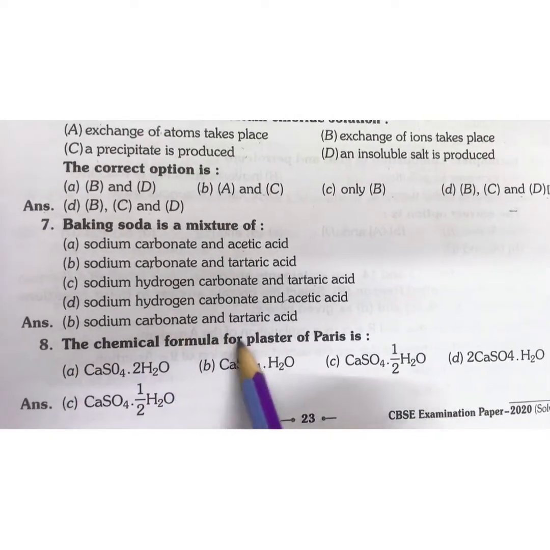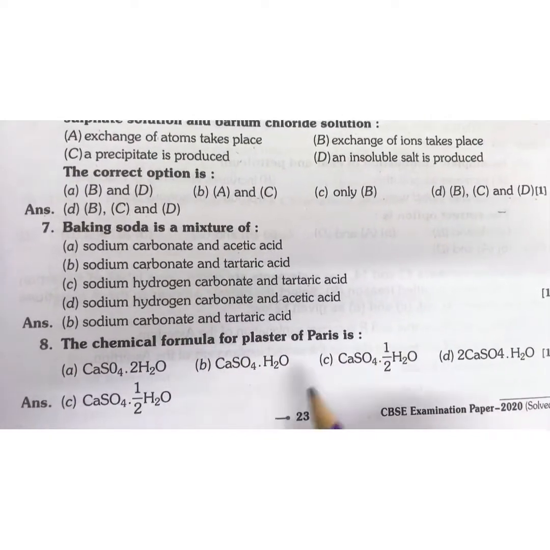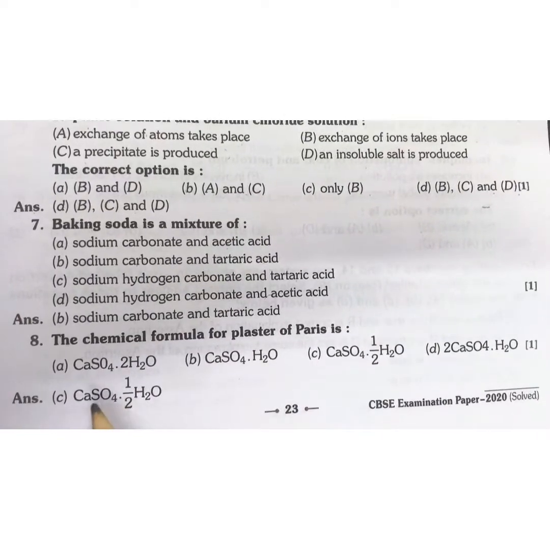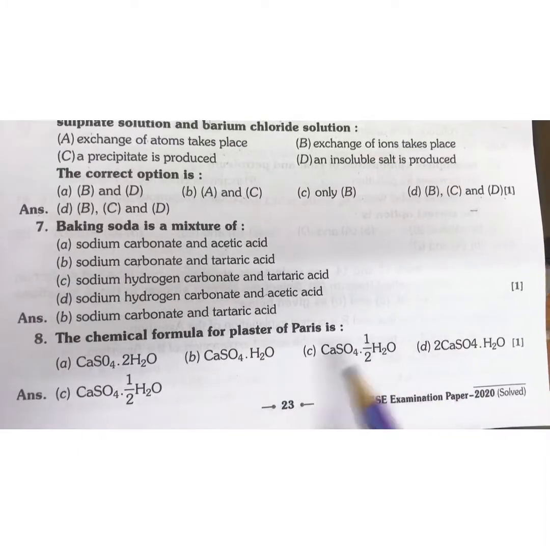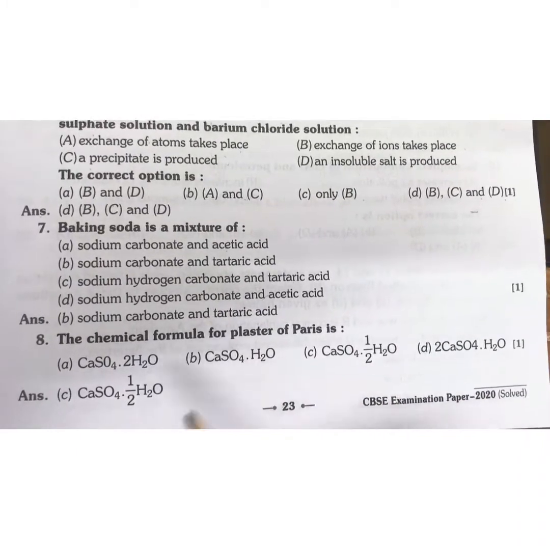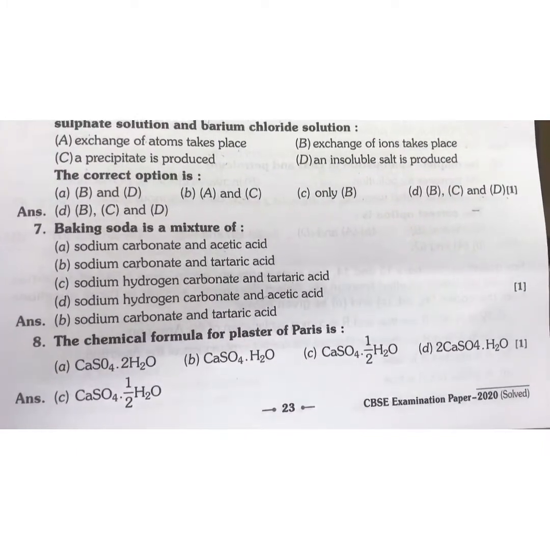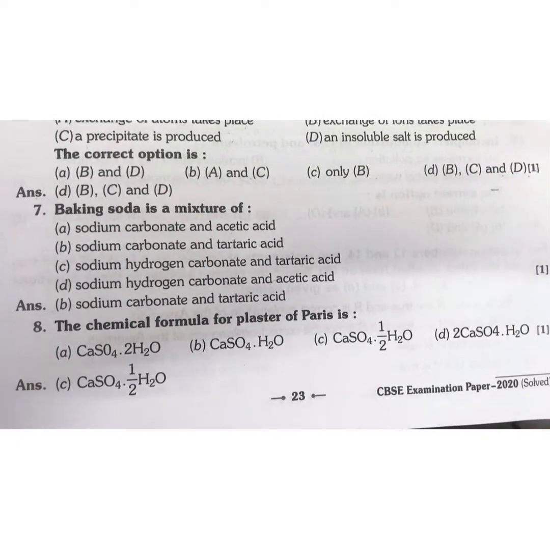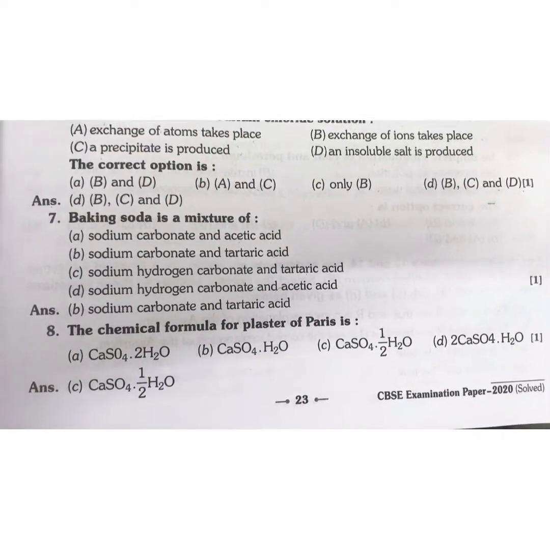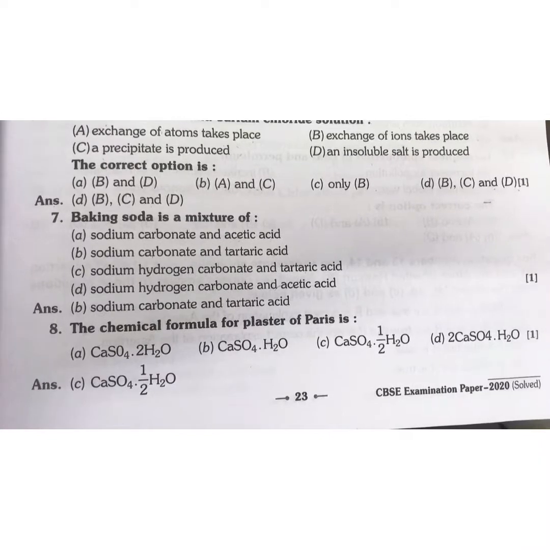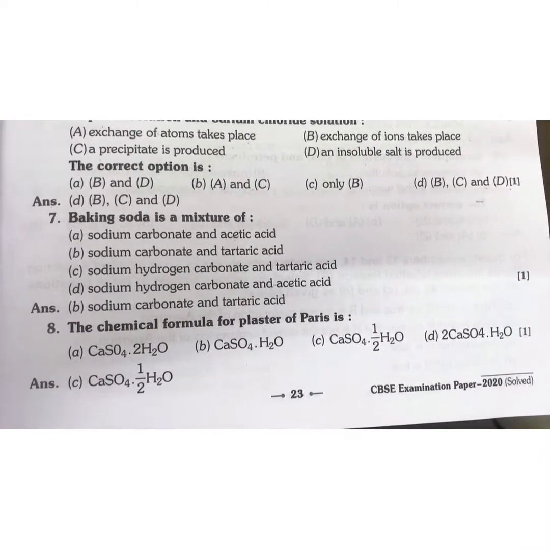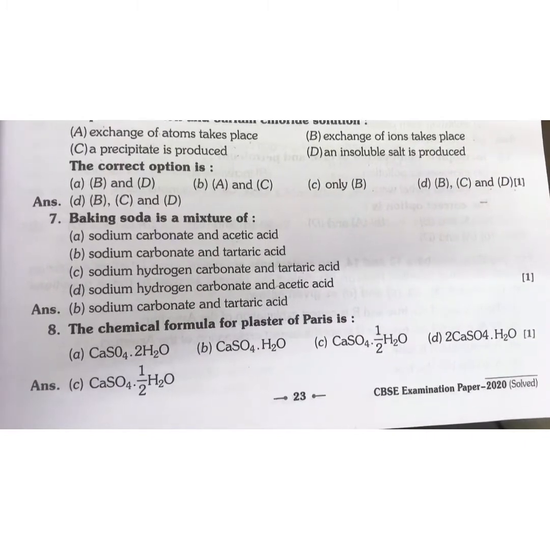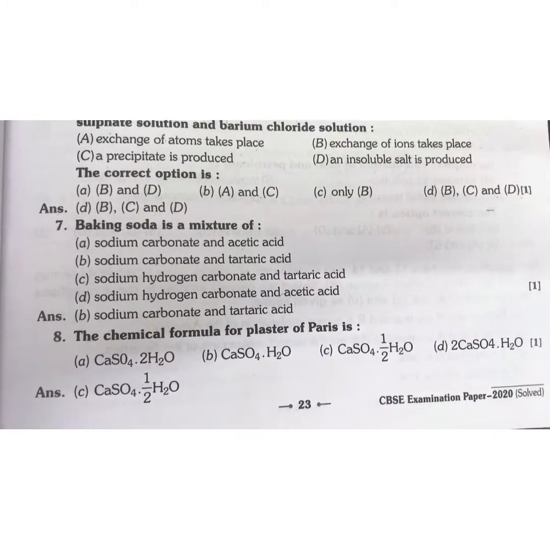The chemical formula for plaster of Paris, you know very well. Plaster of Paris is calcium sulfate half H2O, CaSO4·½H2O, which will form when you heat gypsum at 373 Kelvin. This question we have already done. Then the water will evaporate and half of the molecules of water will be left, and that is called calcium sulfate hemihydrate, and that is plaster of Paris.